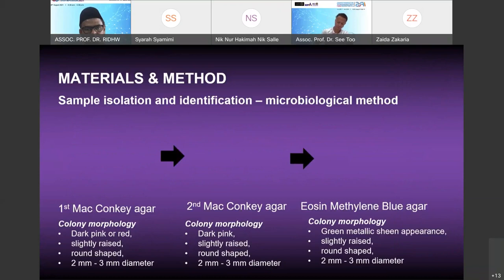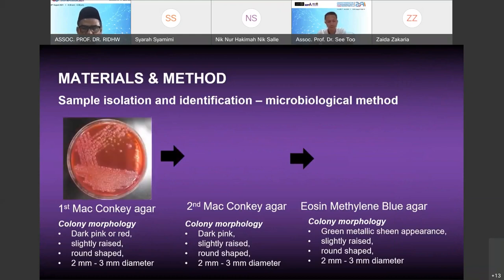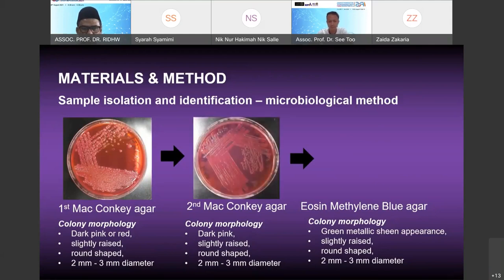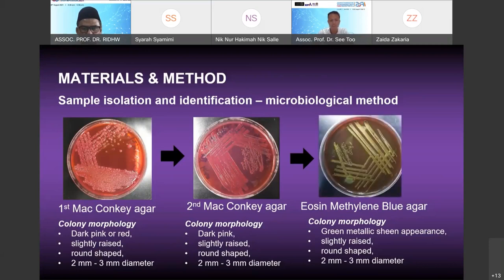After sample enrichment, the samples were isolated and identified based on microbiological methods. First, they were cultured on MacConkey agar, where colonies with dark pink or red, slightly raised, round-shaped morphology and 2 to 3 millimeter diameter were chosen to be subcultured on a second MacConkey agar. From here, the colonies were cultured on eosin methylene blue agar, where colonies showing a green metallic sheen appearance, slightly raised, round shape, and 2 to 3 millimeter diameter were considered presumptive E. coli isolates.